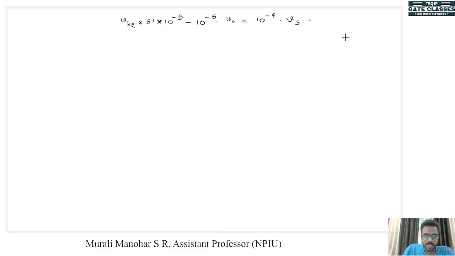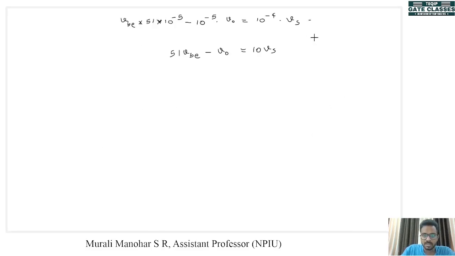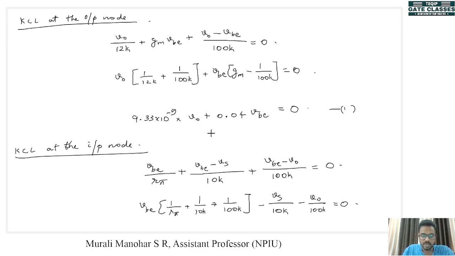Now we can multiply both sides by 10 to the power 5. So this becomes 51 VBE minus V out equal to 10 Vs. Let's say this is our equation number 1 and this is our equation number 2. So in equation number 2, substitute equation number 1.